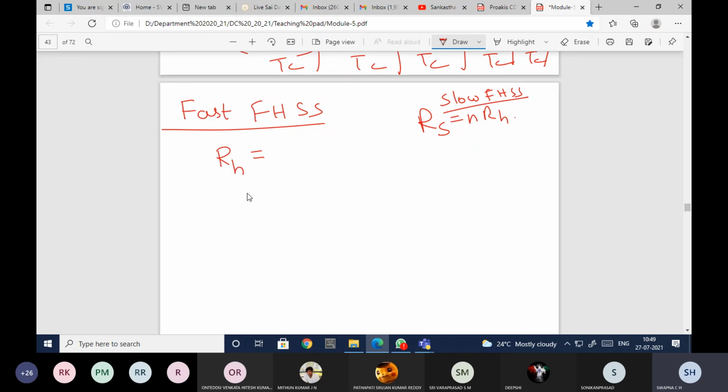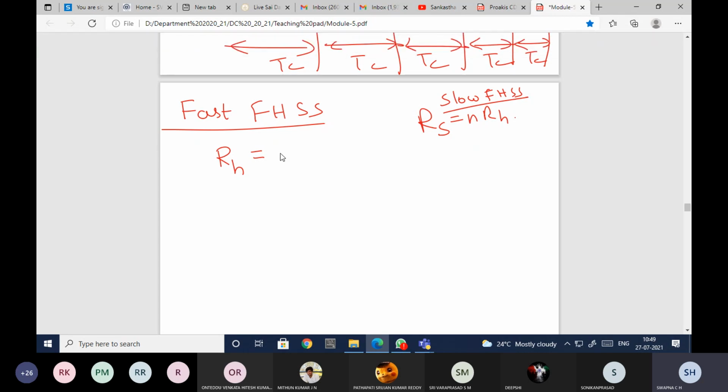Here it is reverse in the sense, in one hop, RH is equal to n times RS. So here the symbol rate is more when compared to the hopping rate in the previous case. Here the hopping rate is more when compared with the symbol rate.